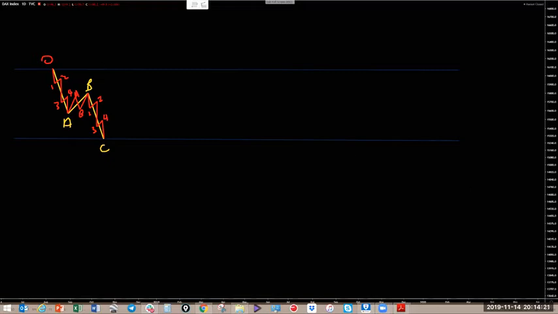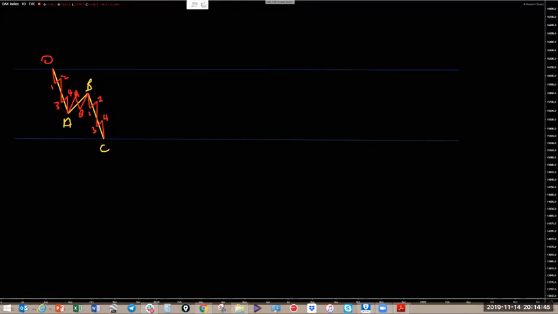Okay? Wave B is subdivided into 3 wave patterns: zigzag, flat, triangle, or any combination thereof. So this wave B can be any of the corrective structures that we are going to discuss tonight. It can be a zigzag that we're looking at also. It can also be a flat. We have not discussed the flat yet, or a triangle. So it can be any corrective structure.